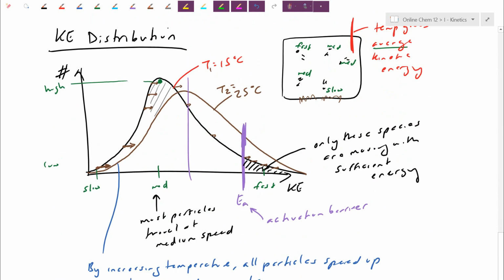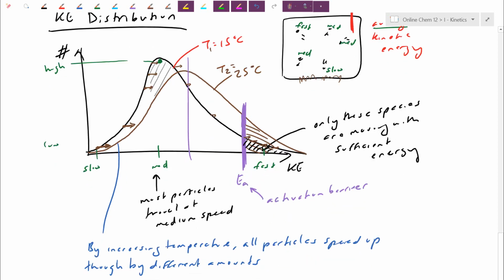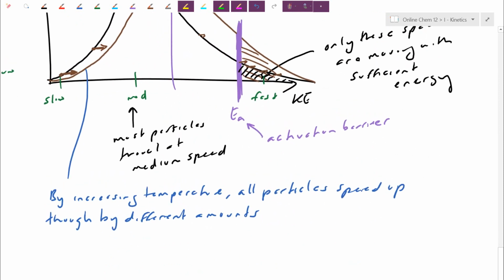What you've changed, however, is this: even though the activation barrier, the limit you need to be beyond so that you can actually react, hasn't changed, now more of the particles are beyond the activation barrier. In this hashed region here, I now have more particles that are traveling fast enough that they can actually react. So by increasing temperature, all particles speed up by differing amounts. That's what amounts to the curve pushing over.